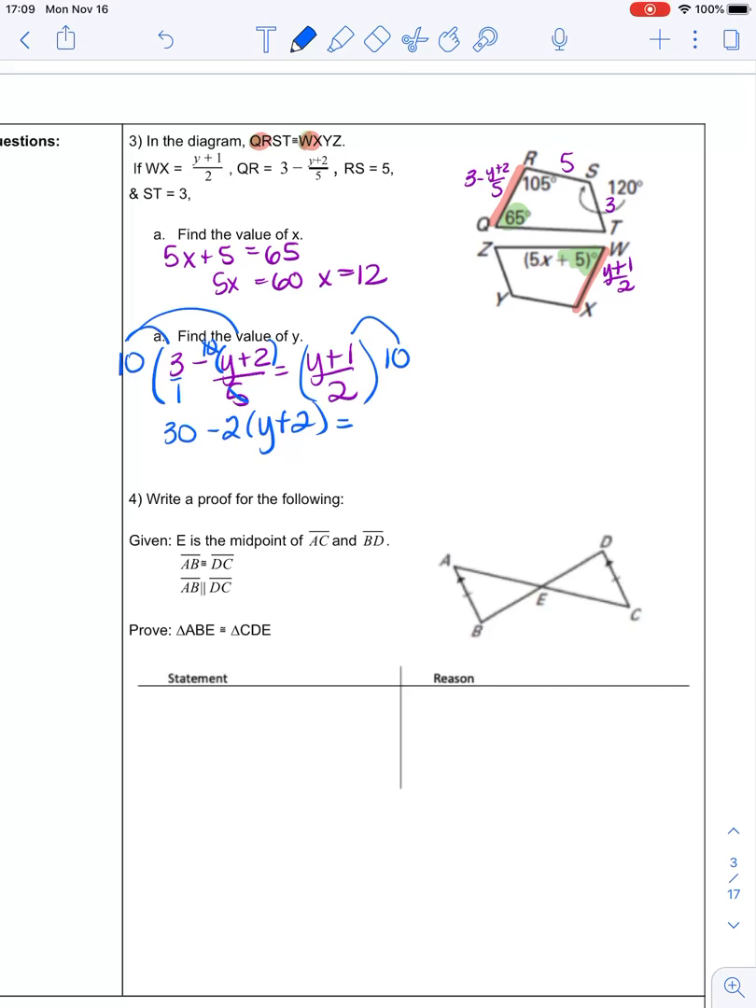And then the same thing happens here when you multiply this 10. It's over 2. Everything is over 2. So this 2 cancels this 10 down to 5. So it's 5 times y plus 1. Now you've got rid of all your fractions, and so this is much easier to deal with. So we have 30. Don't forget to distribute the whole negative 2 both times. Equals 5y plus 5. So I'm going to combine my like terms.